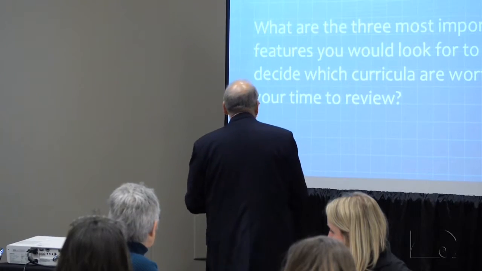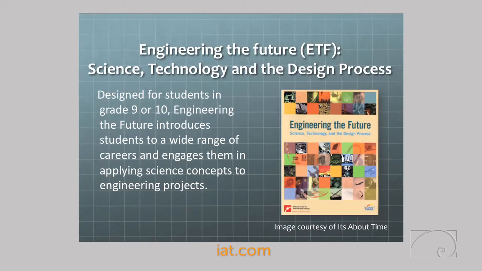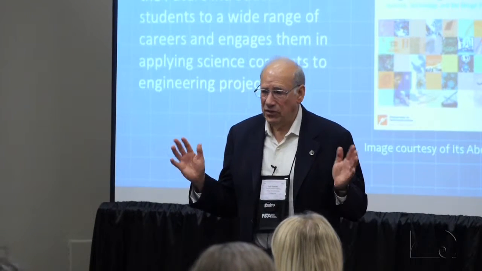So let me quickly go through and tell you a little bit about the Engineering the Future curriculum. The subtitle is Science, Technology, and the Design Process, which says we try to bring them together. Developed before the framework, but nonetheless anticipated, like all the other curriculum materials in the books I told you about earlier. It's designed for students in grade 9 or 10, simple algebra level.